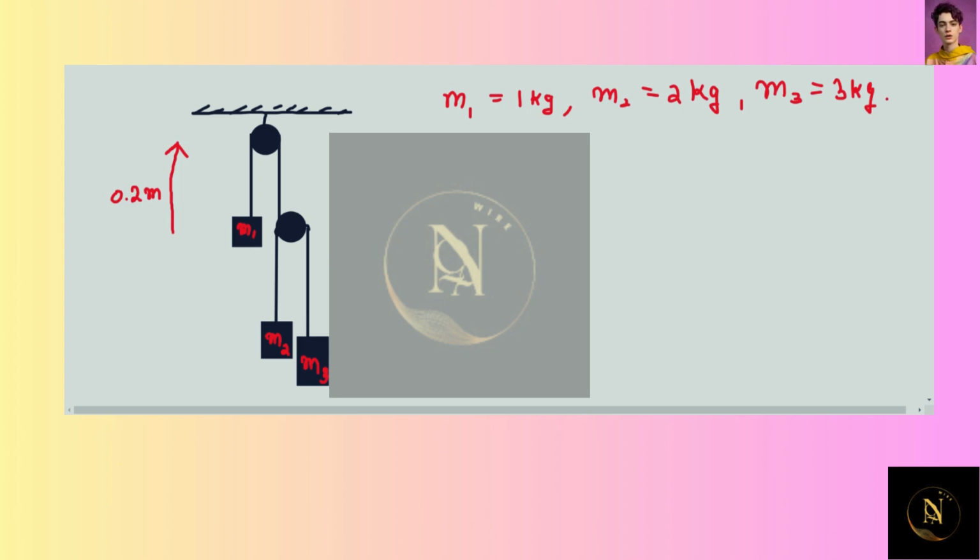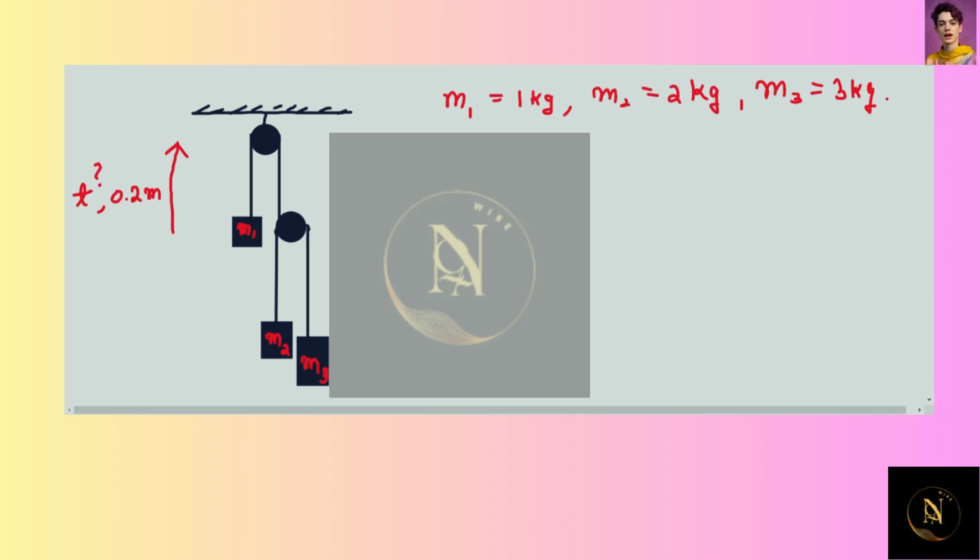So here we have this pulley and block system, and let us suppose that M1 is 1 kg, M2 is 2 kg, and M3 is 3 kg. These are the masses of the three given blocks. When the system is released from rest, let us say that M1 strikes the pulley, and the distance it travels is 20 centimeters, that is 0.2 meters. So we need to find the time taken by M1 to reach the end of the pulley, or to strike the pulley.